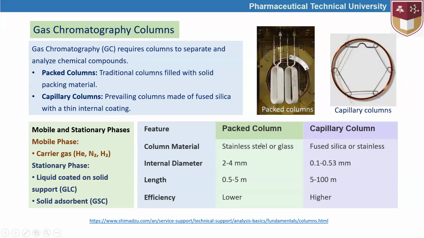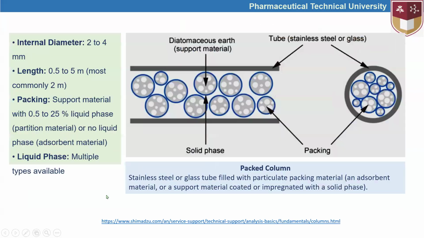And the column material also differs in these two columns. The packed columns are made of stainless steel or glass, and capillary columns are fused silica or stainless materials. In terms of efficacy, we say that capillary columns are more effective. Mobile and stationary phases: the mobile phase is carrier gas, as we mentioned earlier, and the stationary phase can be a liquid coated on a solid support or a solid adsorbent. We will see some figures further.